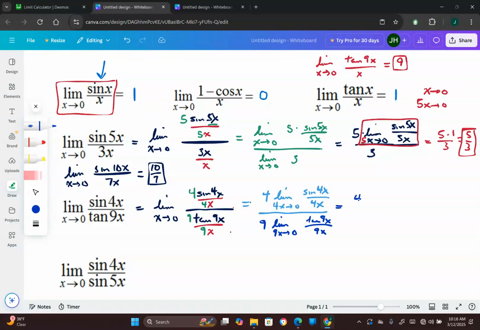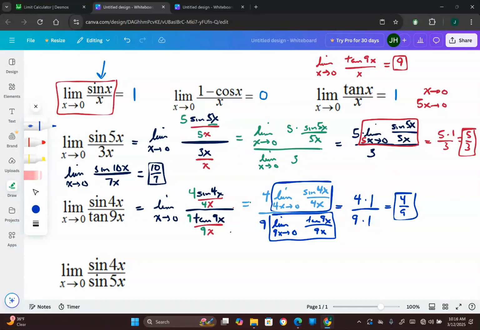What do these limits approach? Well, that top limit right here, sine of 4x over 4x, as 4x approaches 0, would be 1. Same thing on the bottom. The limit as 9x approaches 0 of tangent of 9x over 9x would be 1. So my limit here is 4/9. Can you see the shortcut?